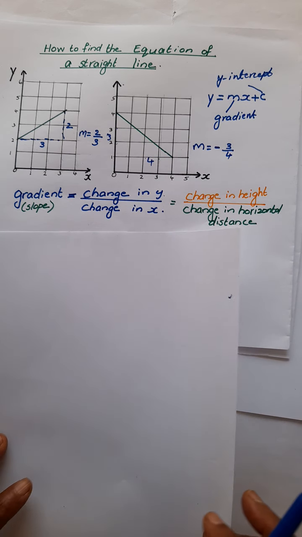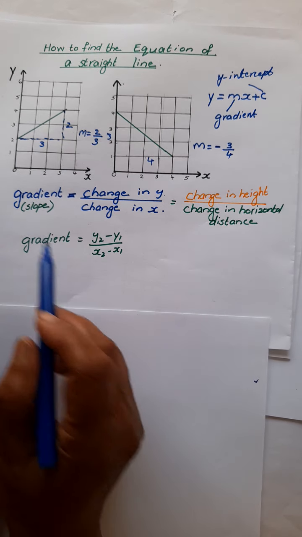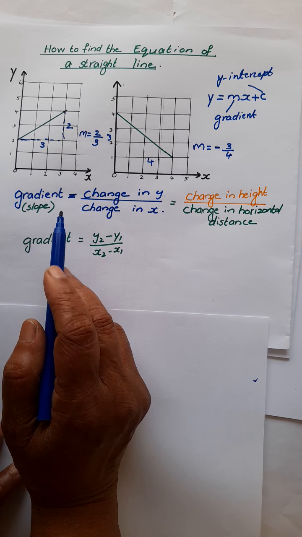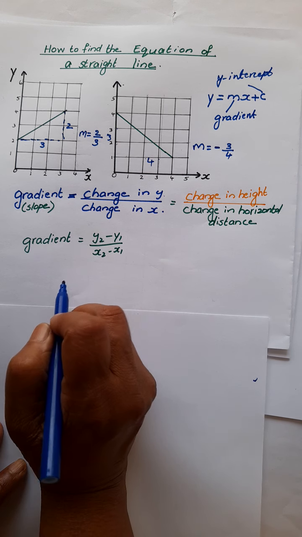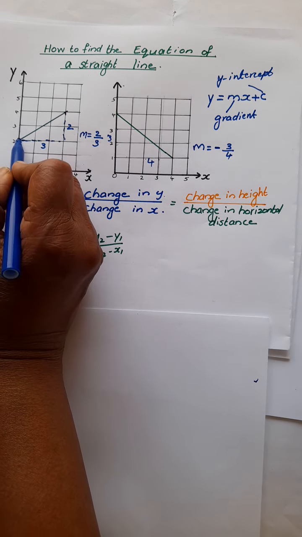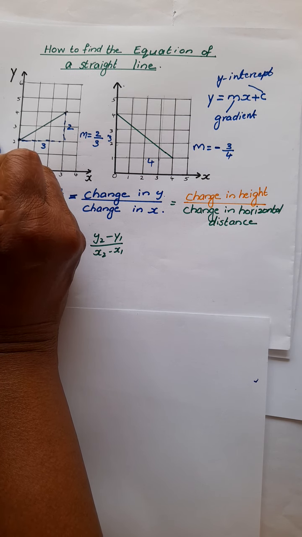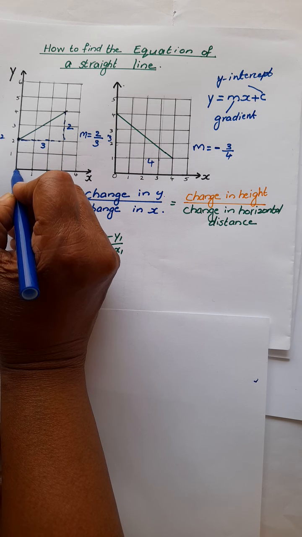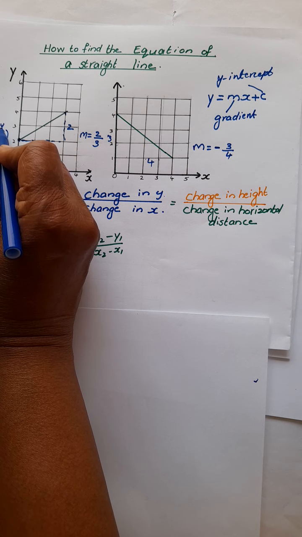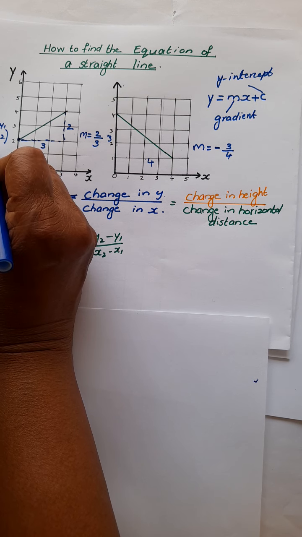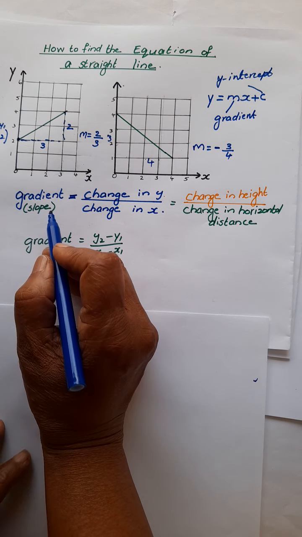We can also use any two points on that graph to get the gradient. We will use y2 minus y1 over x2 minus x1. The first point here, let's write the coordinates of that. It is 0, 2. The x value is 0 and the y value is 2. And we call it x1, y1. In the coordinates, the first number is the x coordinate and the second number is the y coordinate.